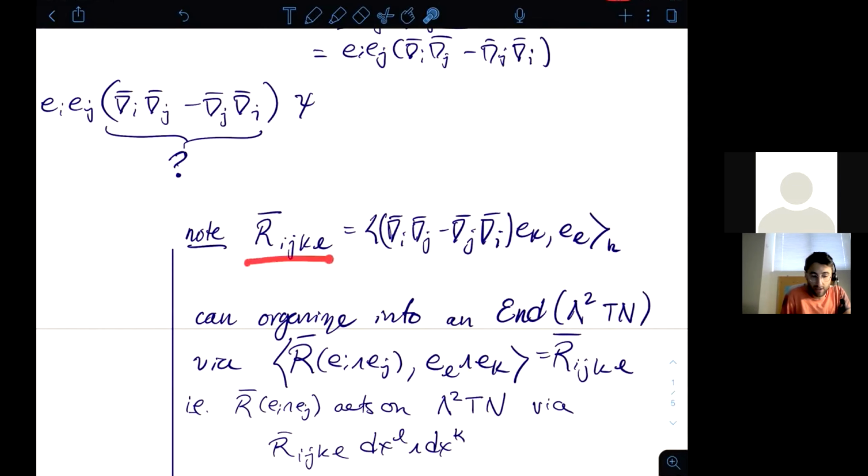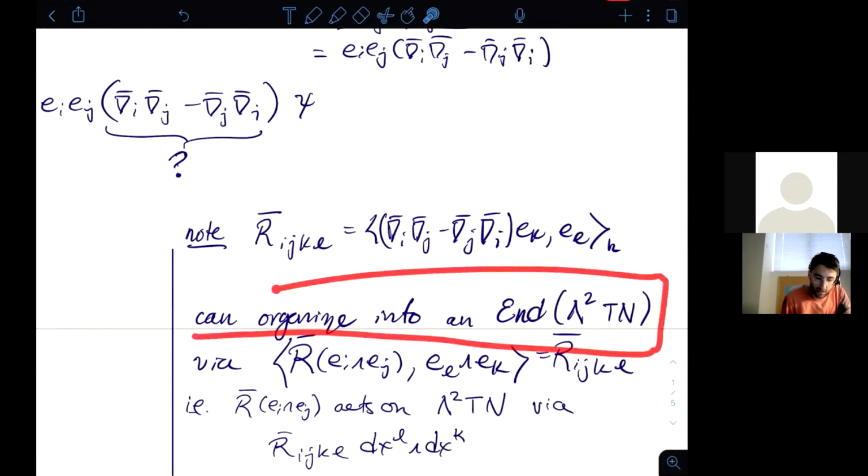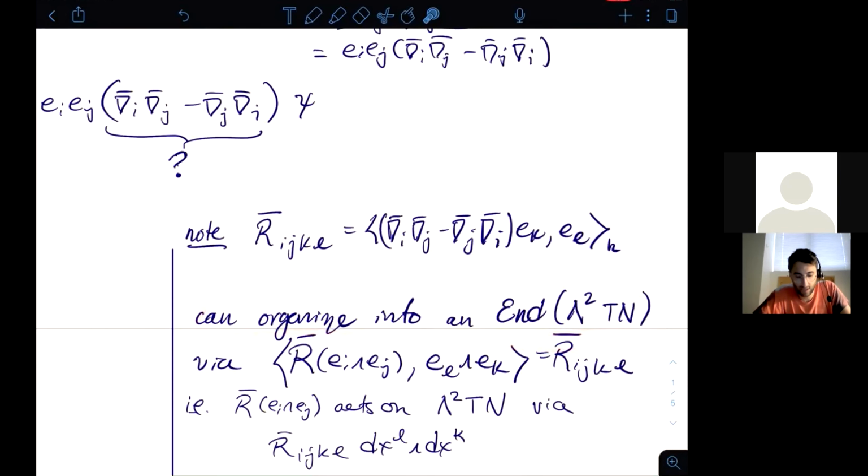You can think of it as a 4 tensor like this, but you can also organize it into an algebraic object as an endomorphism of the second exterior power of the tangent bundle, or cotangent bundle, or whatever you would like. You can go either which way. Okay, and here's how it works. So we'll write that as R bar still. R bar is meant to be this endomorphism I'm talking about, the way of viewing the curvature tensor.